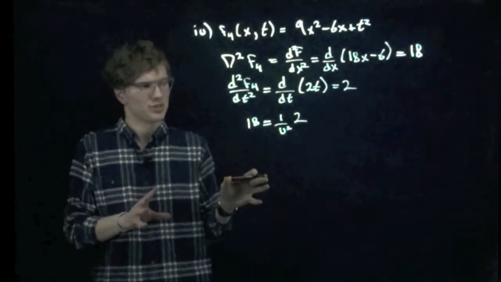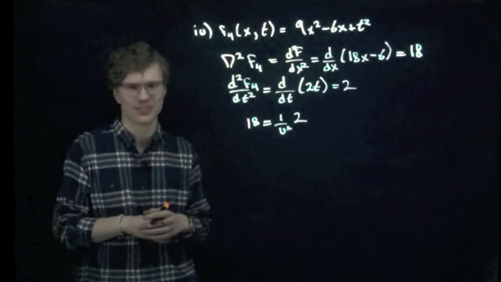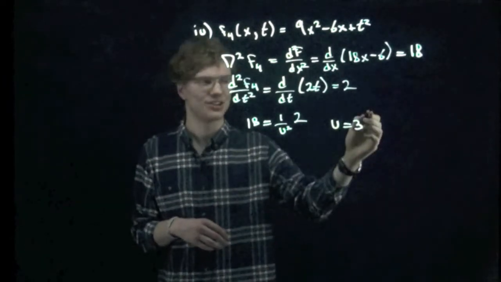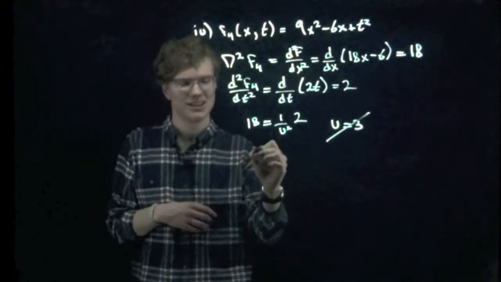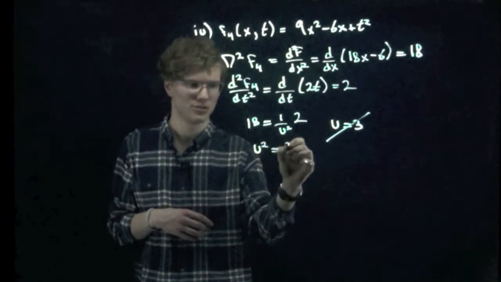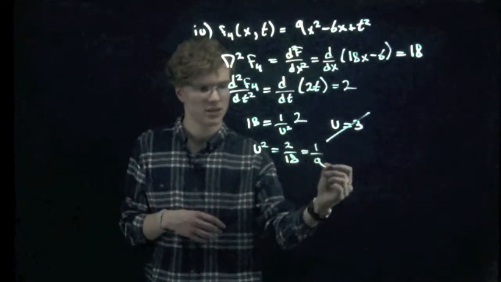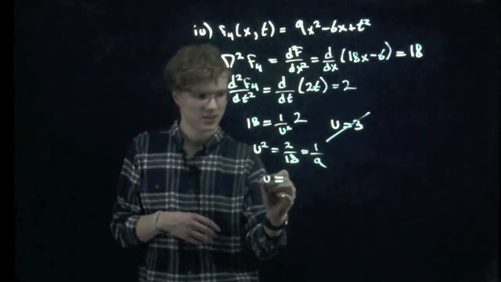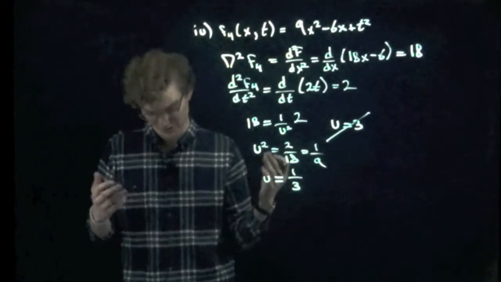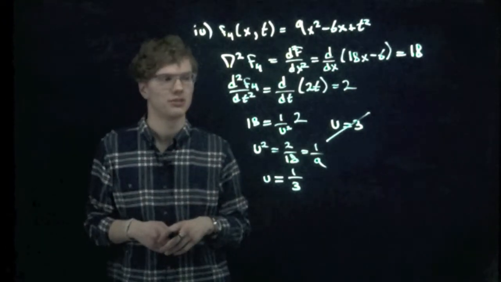Now, you may not be the same as me, but when I wrote this midterm, this is where I messed up. I got a little bit too fast, and I immediately wrote down v is equal to 3. This is not correct. I missed something, so I'm going to go through all the steps right here. I'm just going to say v squared is equal to 2 over 18, which is equal to 1 over 9. And we'll find that v is equal to 1 over 3, not v is equal to 3 like I originally said. But that's question 1 for you on the practice midterm.